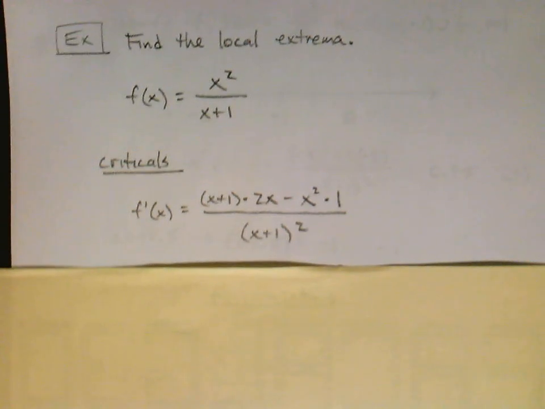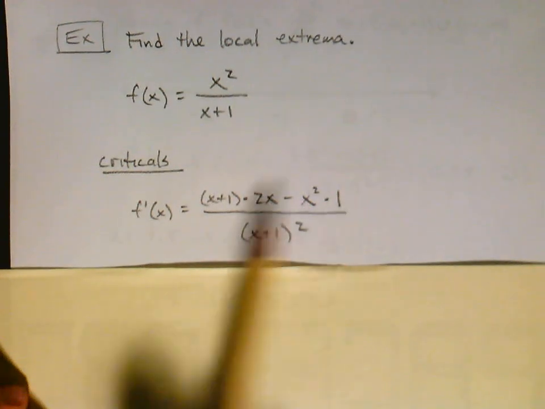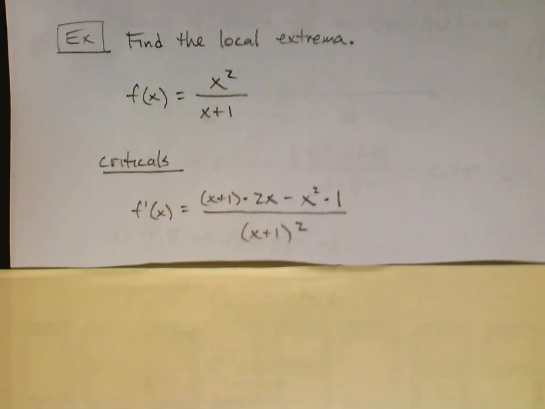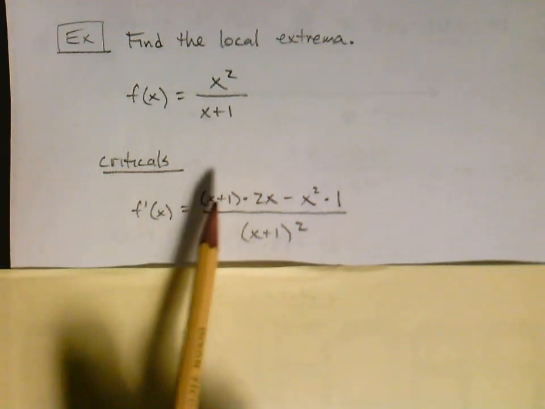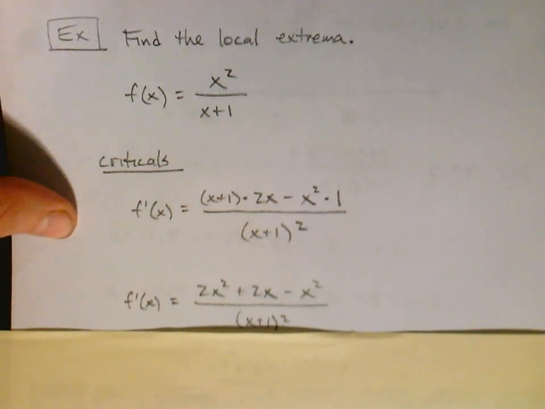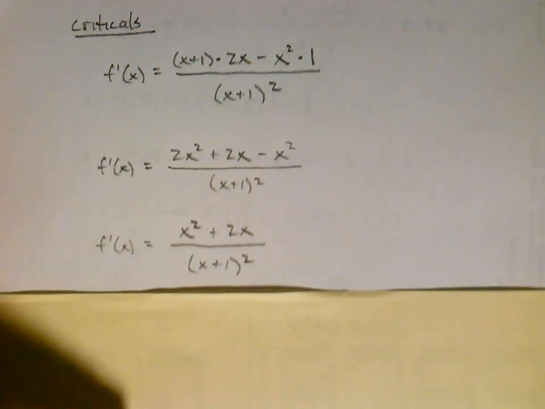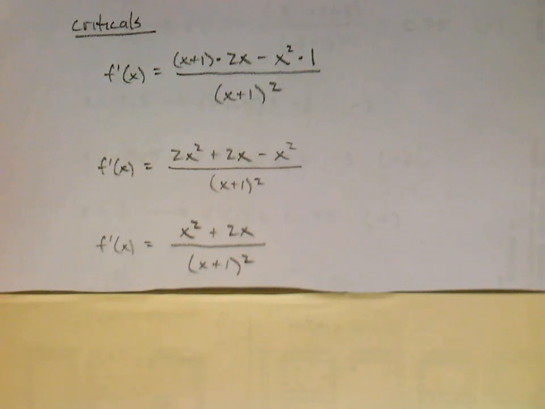We're going to use the quotient rule. So here I've got low d high minus high d low all over the low squared. Okay. Now I really want to simplify this. Turns out just the numerator cleans up. So if I distribute there with the parentheses, and then I combine my like terms, comes out pretty nice. Not too much going on here with this simplify. F prime of x equals x squared plus 2x over the quantity x plus 1 squared.